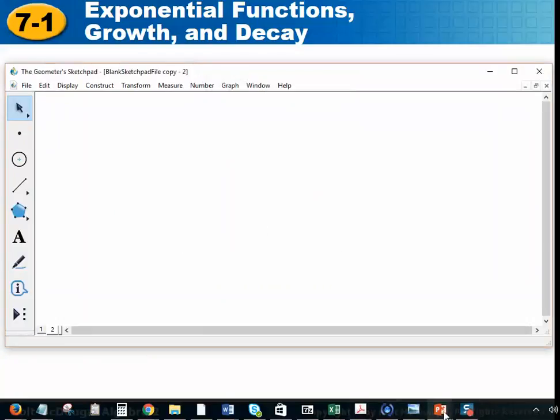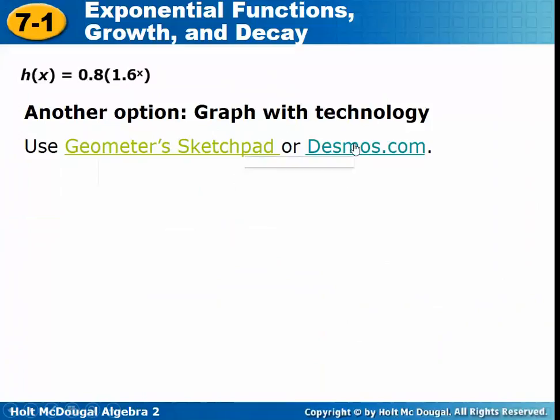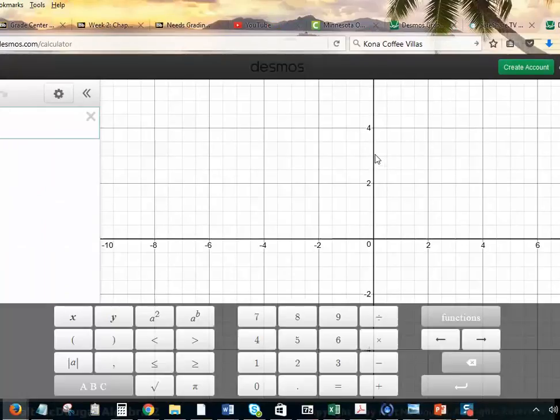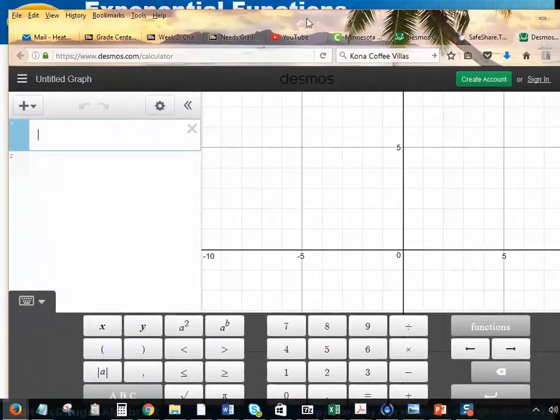Okay, going back to our slideshow, we could also use Desmos.com to graph this. I'll show you what that's going to look like. Okay, so our Desmos.com calculator is an online graphing calculator.